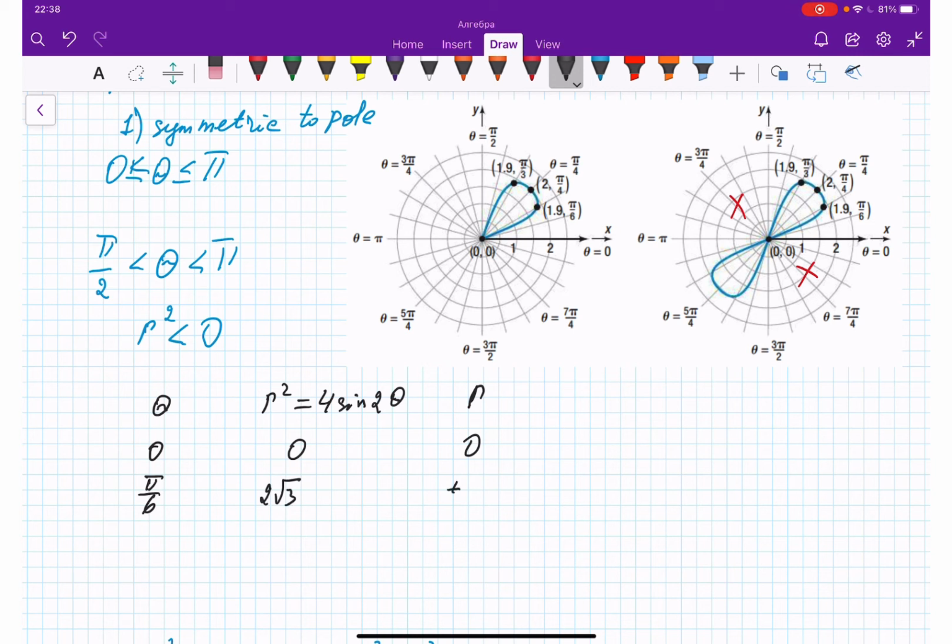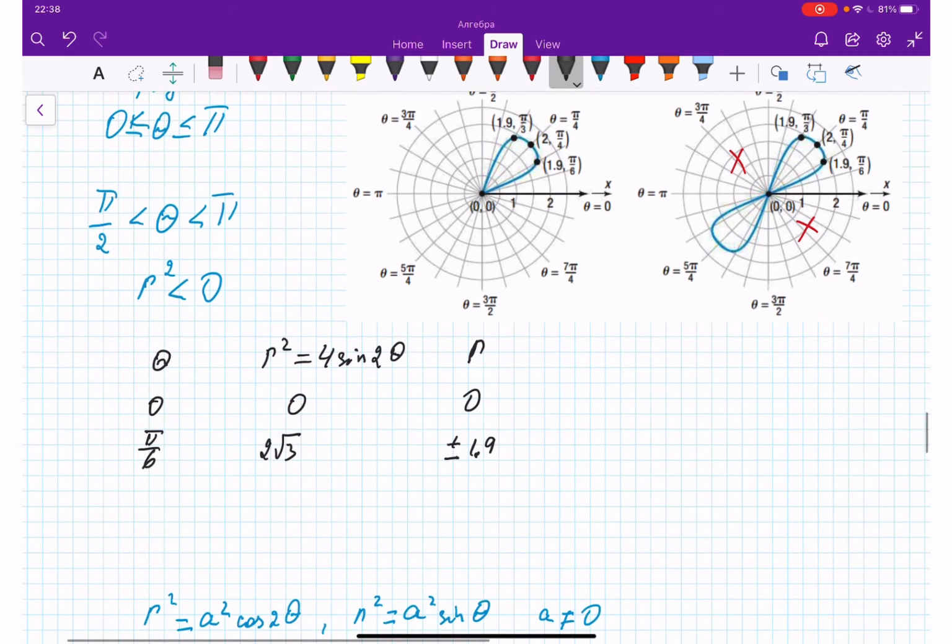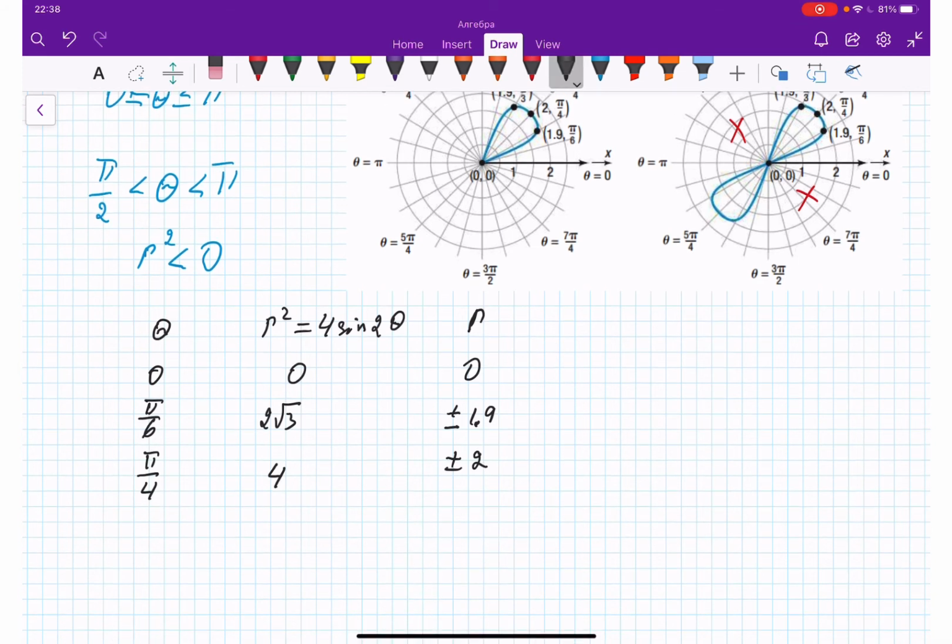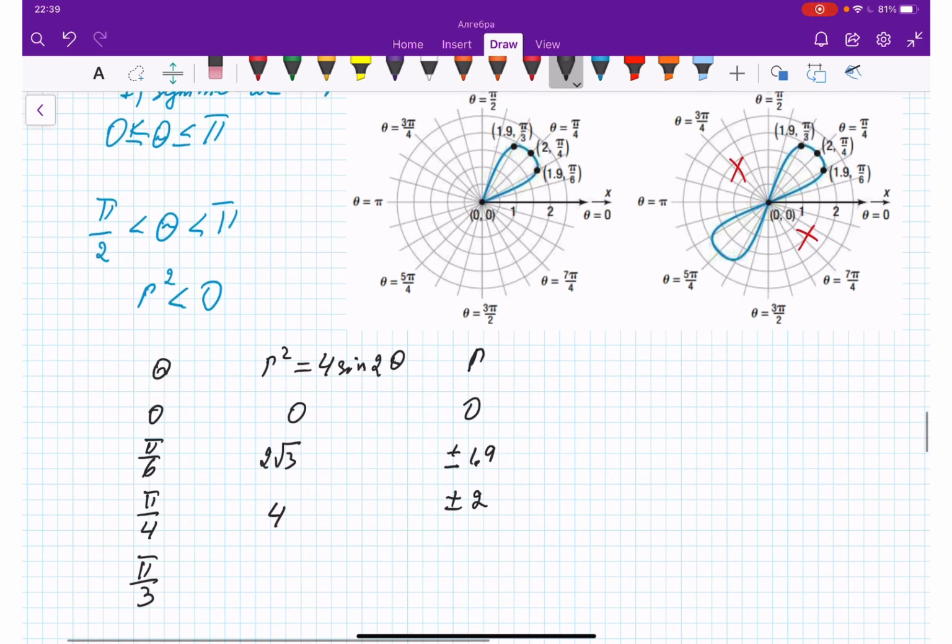and r is going to be approximately plus or minus 1.9. For pi over 4, we get r squared 4 here, and plus or minus 2 here, right? You might wonder why I took pi over 4 here. Because to know under what angle to have this area in detail, it's important to build this curve in the right shape. Is it wide or narrow, right?